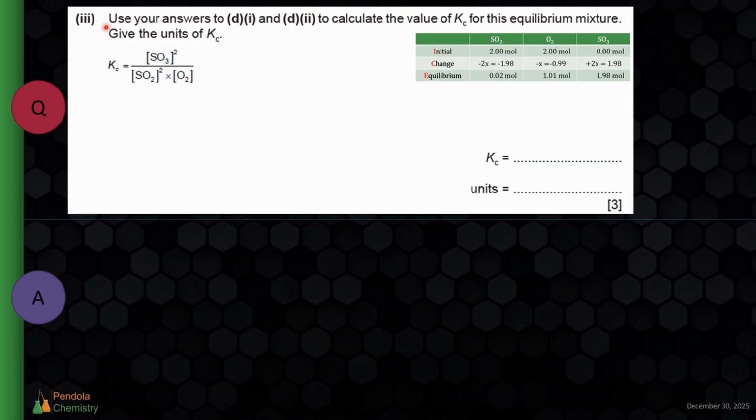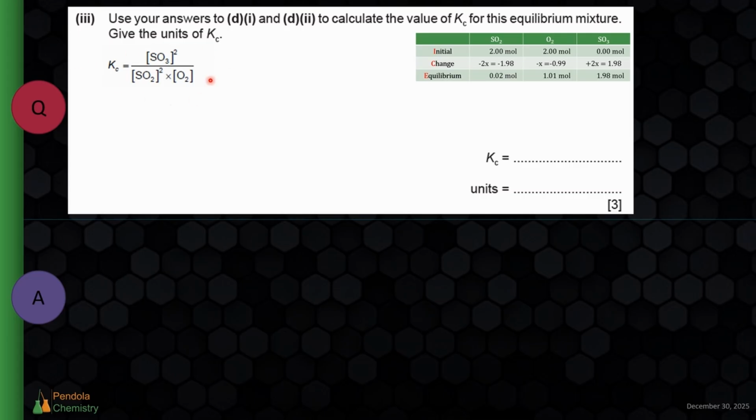So let's look at what our question is. Use your answers to di and dii, which are these two, to calculate the value of Kc for this equilibrium mixture. Give the units of Kc. So we need to figure out not just the numerical value for Kc, but the units.